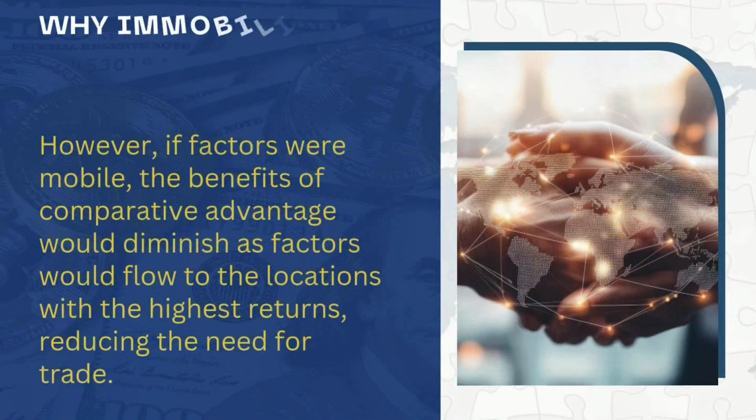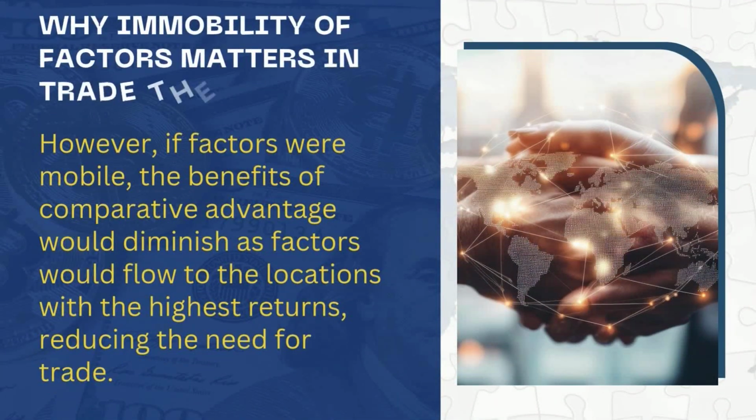The problem is, if we assume that factors were mobile, what will happen? The benefit of comparative advantage would diminish, as factors would flow to the location with the highest return, and as a result, the need for trade would be reduced. That is why immobility of factors of production in trade theory is a matter to discuss in detail.